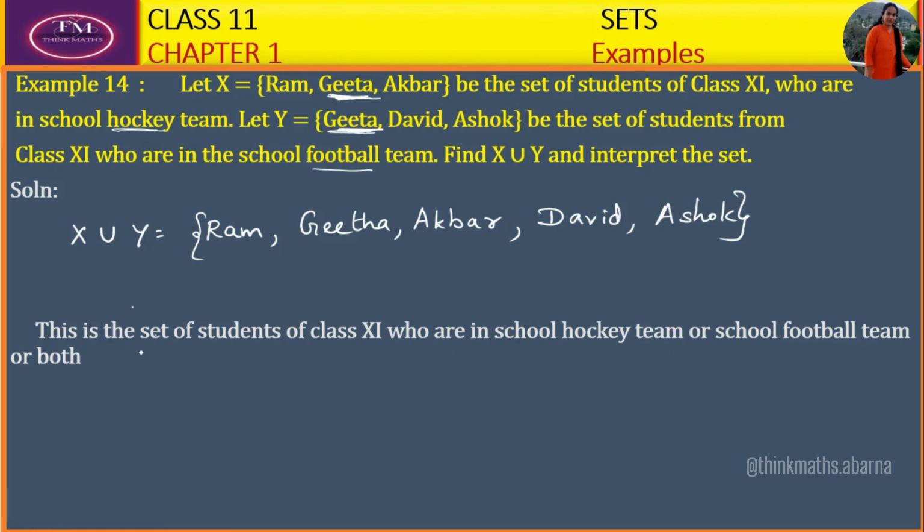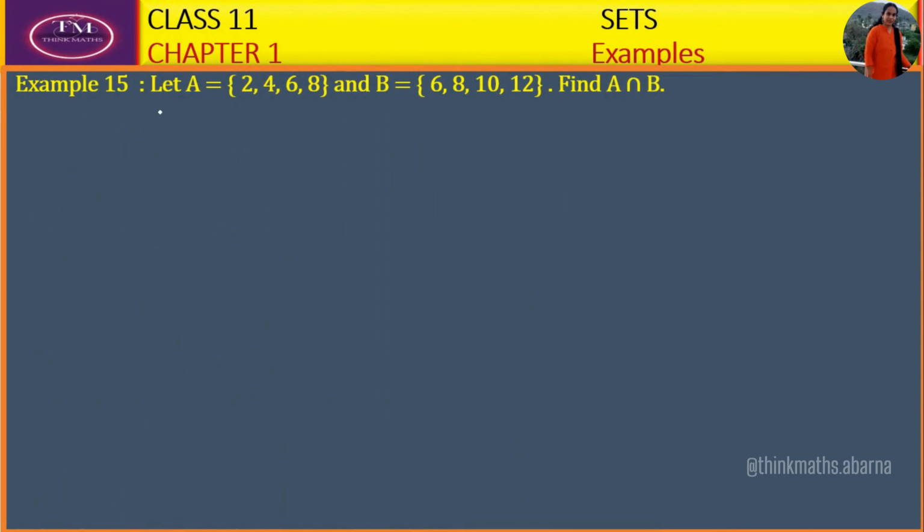So this is the way to interpret the result. That is, what does X union Y say? Okay. So moving on to the next example. Let A be the set of all 2, 4, 6, 8 and B be the set of all 6, 8, 10, 12. We have to find A intersection B.